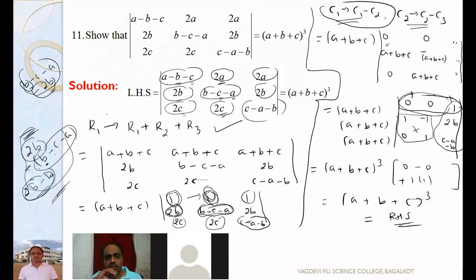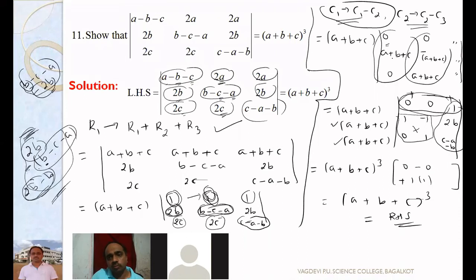A plus B plus C common from the third row? A plus B plus C is not taken common from the third row, it's the column I'm telling. I've taken A plus B plus C common from the first column, and A plus B plus C common from the second column. Yes, I said row, I'm sorry. You're right, I said row on the other occasion.